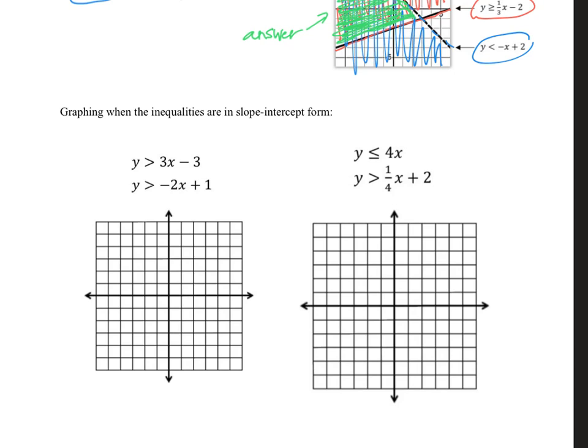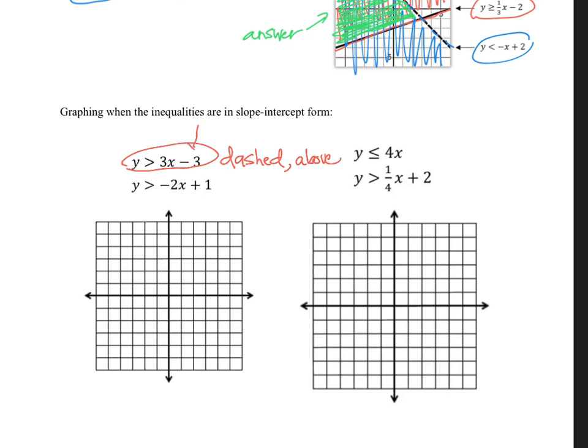So I'm going to use my first color for my first line. I know that this is going to be a dashed line, and that since it's greater than, we're going to shade above. So this is the first thing that I'm going to focus on. I'm not going to worry about the second equation.